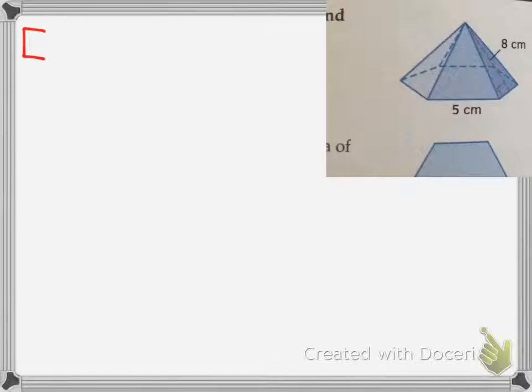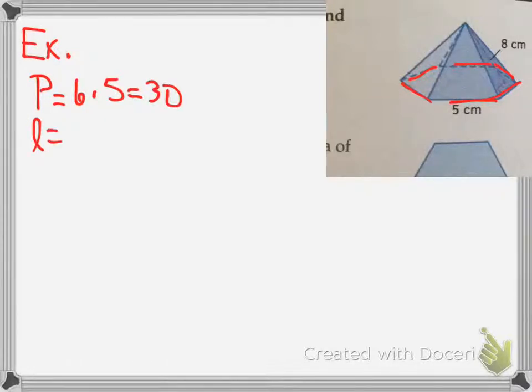Let me give you a slightly more difficult one. Here is a hexagonal pyramid. Here I've got 6 sides of 5 centimeters each, so that means 6 times 5. That perimeter is 30 centimeters. The slant height is 8. And for the area of the base, I would have to give you the apothem on something like this. So here the apothem is 4.3.